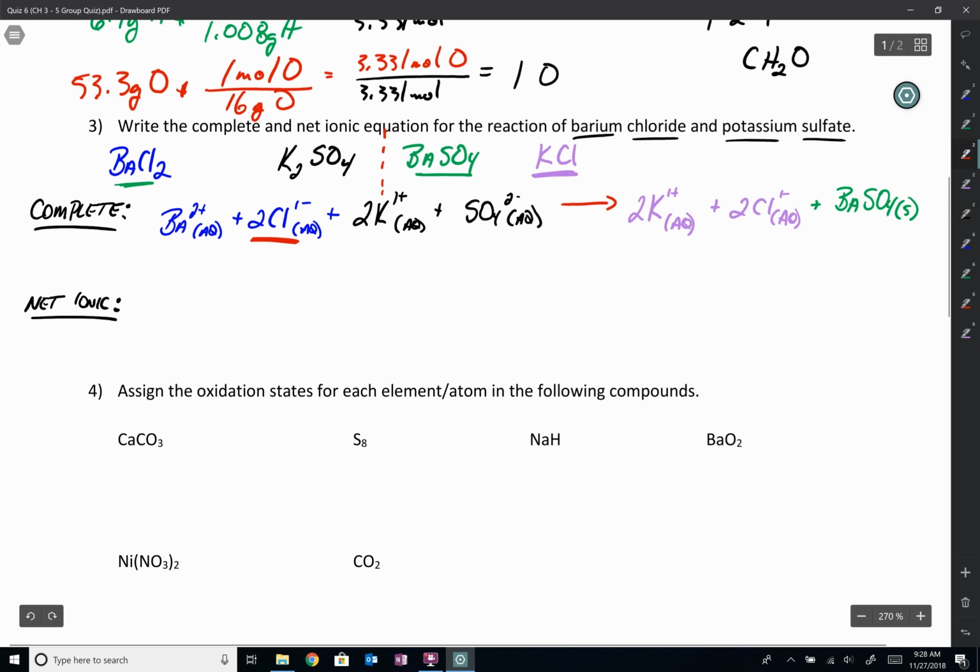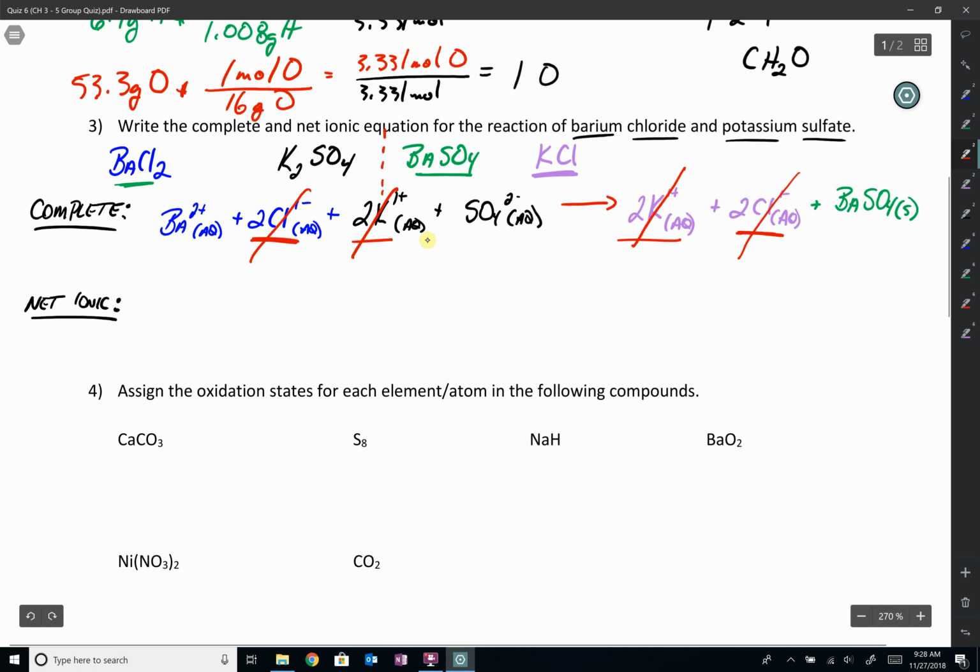We have two Cl minuses over here, we have two Cl minuses over there. So in the net ionic equation, we would just have those canceled out. 2 K1 pluses, 2 K1 pluses. The K1 plus and the Cl1 minus, those are spectator ions. Oops, I forgot to cancel that. There it is. Okay, those are spectator ions.